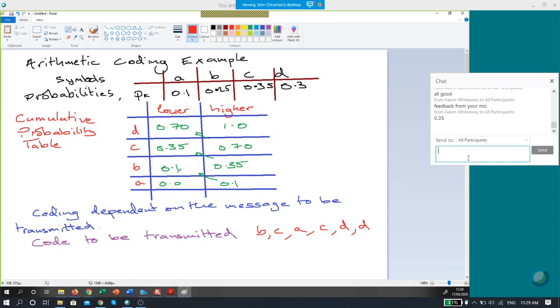Okay, so this is like a table that we're going to use to work out the actual coding. A table of values used to determine the message code.